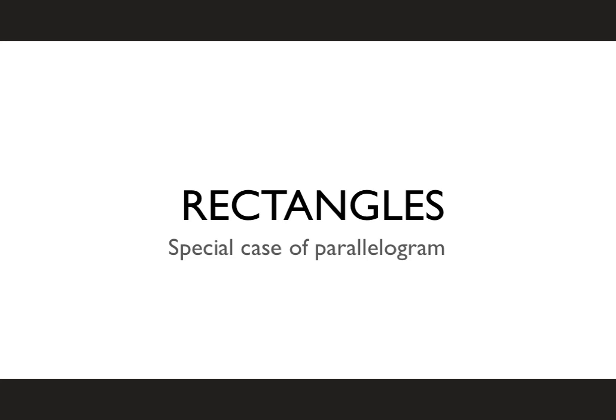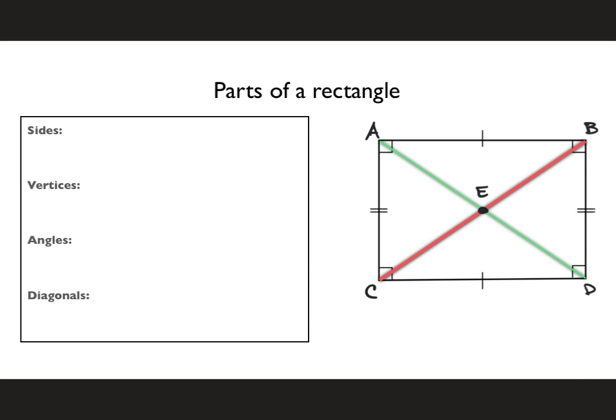Here's a quick video on rectangles. It's a special case of parallelogram. So we have our parts of rectangle. We have the sides, right? So we have AB is a side, looking at our diagram over here on the right.